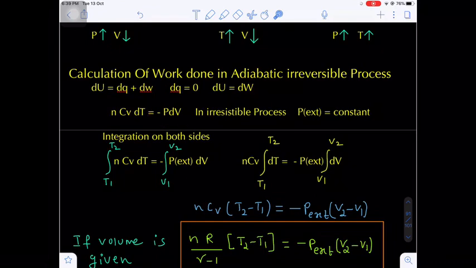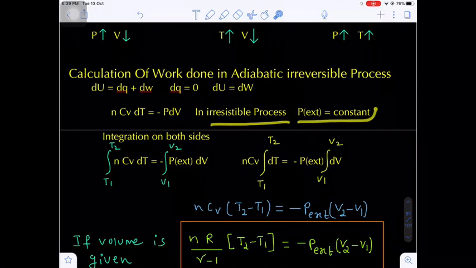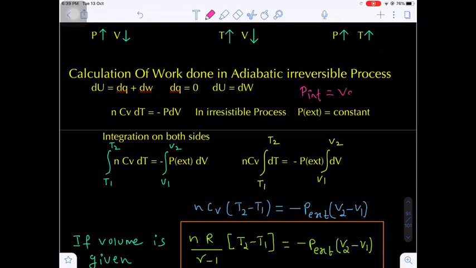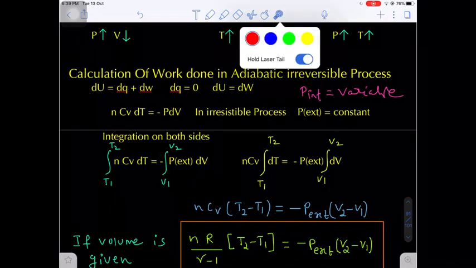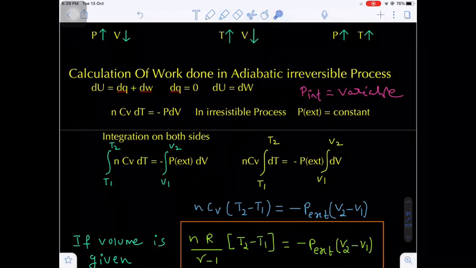Now, do you know in an irreversible process P external is a constant, whereas P internal is variable. P internal will be variable in an irreversible process. Whereas in a reversible process, P internal is almost equal to P external. P external is not constant there, but here P external is constant.